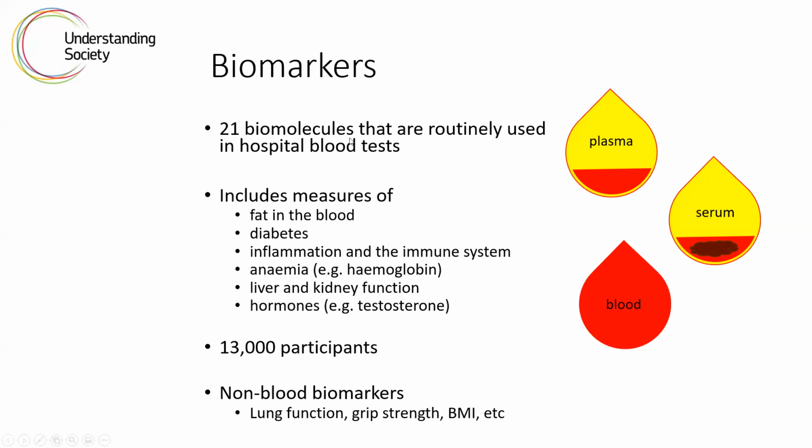So we've got 21 molecules coming from plasma, serum, or whole blood. The difference between plasma and serum is that serum comes from clotted blood and plasma comes from unclotted blood.